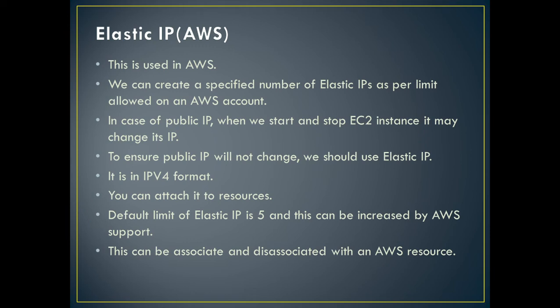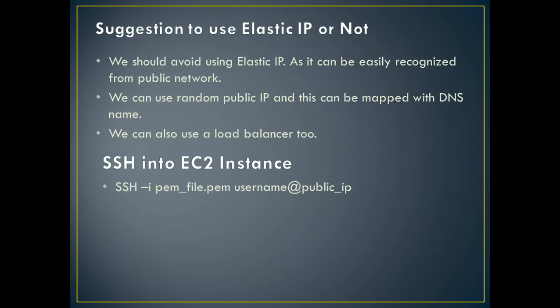In case of public IP, when we start and stop an EC2 instance, it may change its IP, as I mentioned. To ensure the public IP will not change, we should use an elastic IP. It is in IPv4 format. You can attach it to a resource. The default limit is 5 and can be increased by AWS support. This can be associated and disassociated with AWS resources.